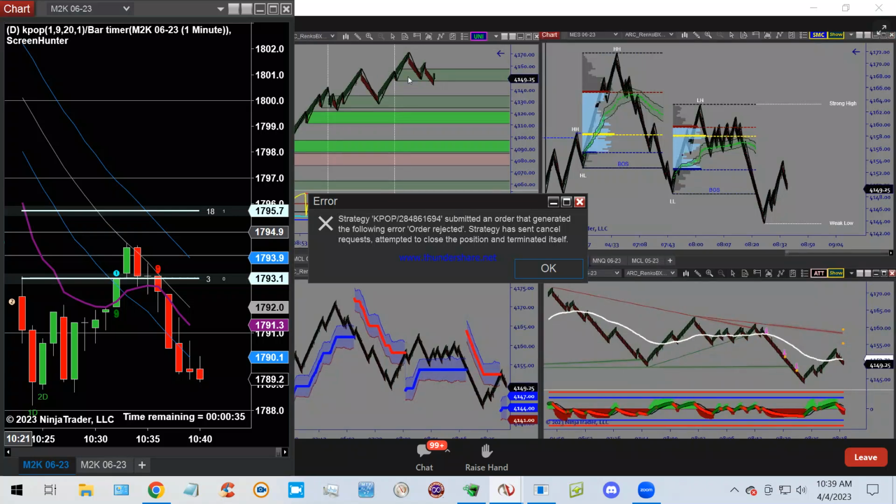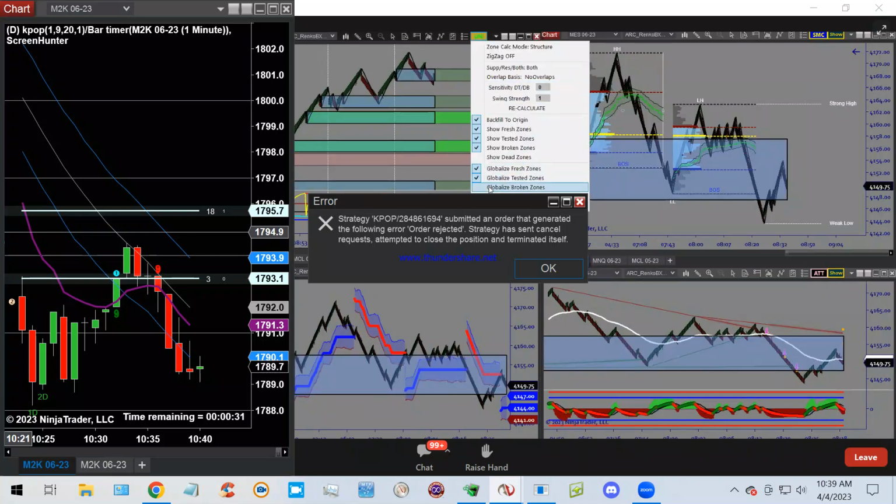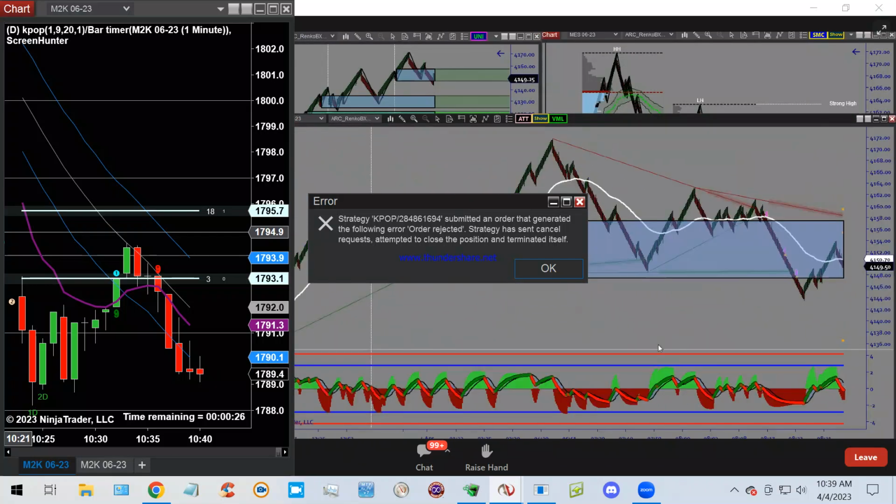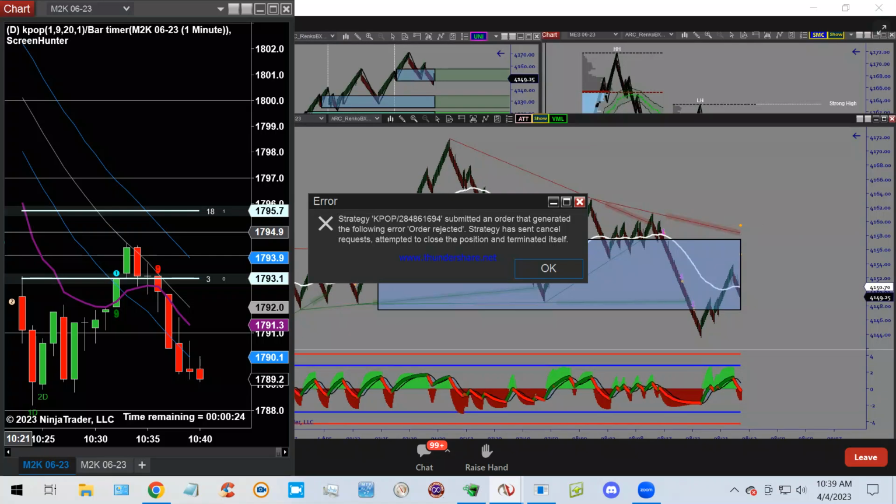Now, MES. Okay, let's take a look at the MES. Let's globalize these zones. Take a look at this AT trader setup. It's a big level of support. Okay, it's a big level of support. We've been in a big level of support.